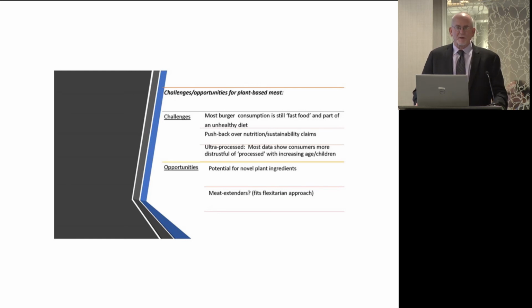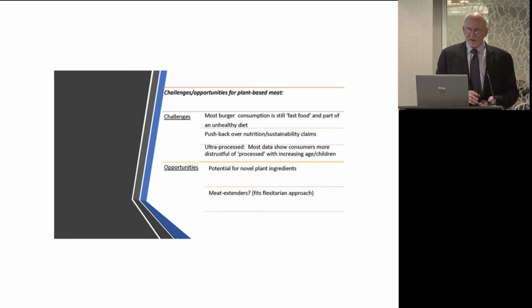Opportunities, there's great opportunity for novel plant ingredients here, as consumers want some of these novel sources of protein. And then another big one is as meat extenders, which really fit into the flexitarian lifestyle. Not a full plant-based burger, but you have your burger, you add your meat extender to it. It cuts down on price, it cuts down on cost, and you cut down on the total amount of animal protein.